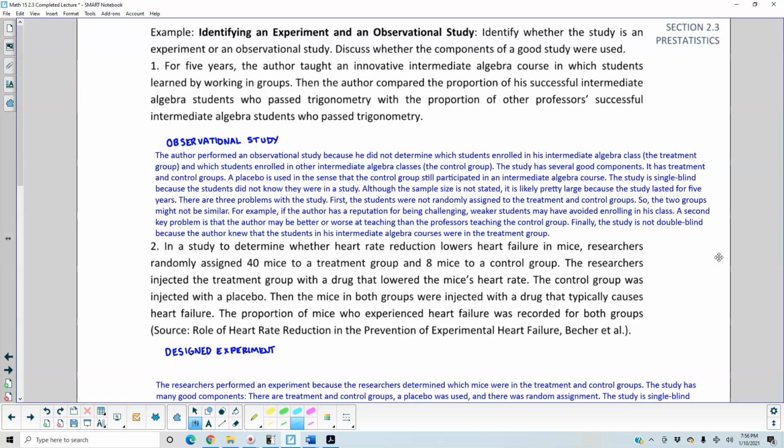There are 3 problems with this study. First, the students were not randomly assigned to the treatment and control groups, so the 2 groups might not be similar. For example, if the author has a reputation for being challenging, weaker students may have avoided enrolling in his class. A second key problem is that the author may be better or worse at teaching than the professors teaching the control group. Finally, the study is not double-blind because the author knew that the students in his intermediate algebra courses were in the treatment group.